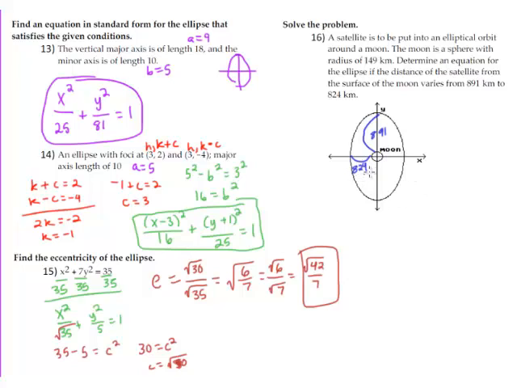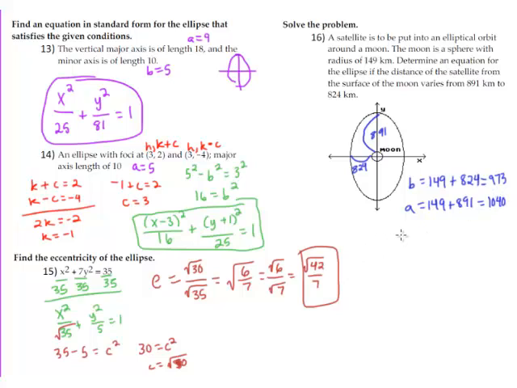So our B for our problem is going to be 149 plus 824. The A is going to be 149 plus 891. Let me get out my handy dandy calculator and figure out what those numbers are. 973 for B, and 1040 for A, and it's centered at 0, 0.